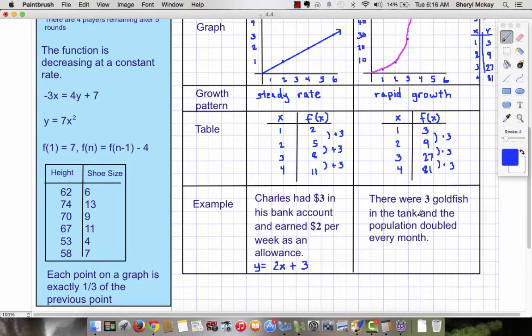But this one, there were 3 goldfish in the tank, and the population doubled every month. The population doubled every month. So that would mean that I started with 3 goldfish, and I'm going to multiply that times 2 every single month, and the month is the x. So 3 times 2 to the x power. Let me show you how that looks on a table.